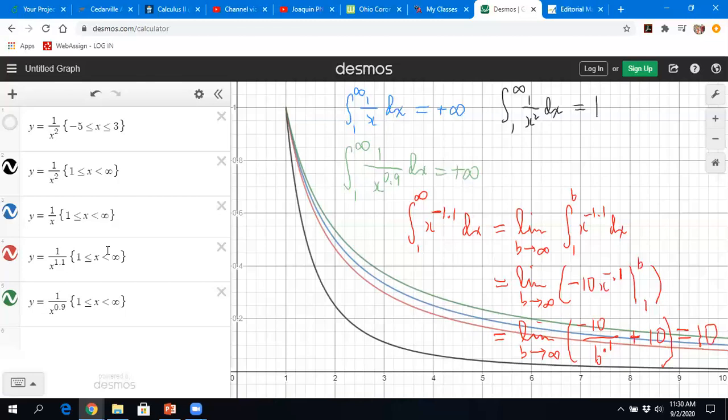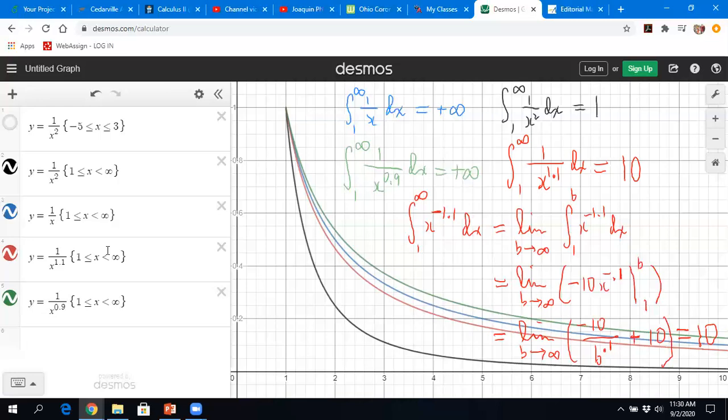Okay? So what is the conclusion about this integral? It diverges or converges? It converges to 10. So what we would say here is the integral from 1 to infinity of 1 over x to the 1.1 dx is 10. It's bigger than the black. Does it make sense that it would be a bigger area than that which was under the black curve? Yes, it does, but it's still finite.